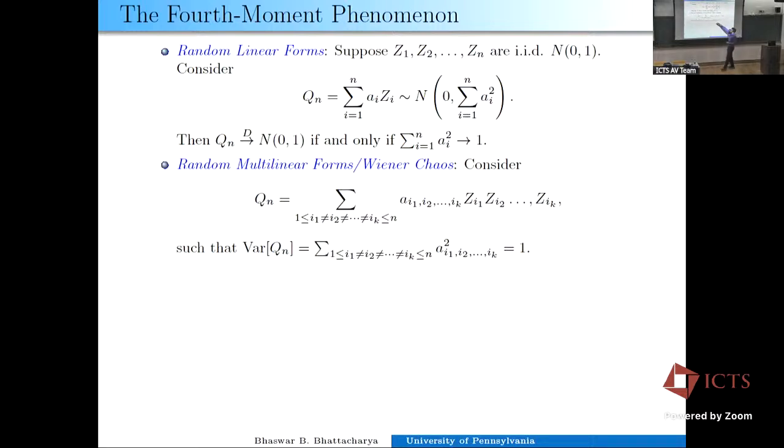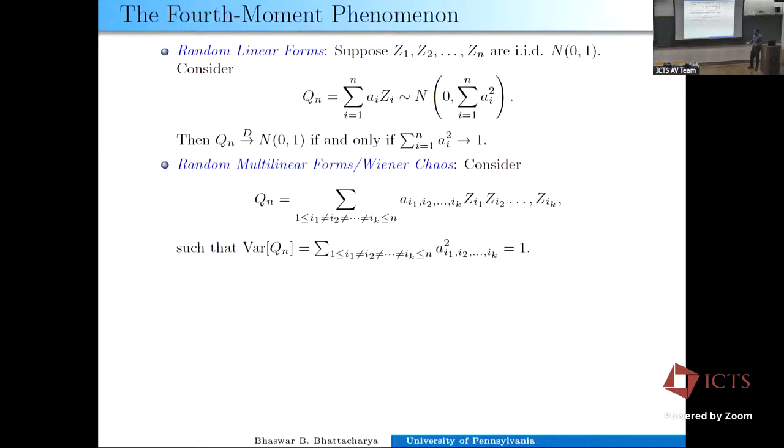This is what is called a Wiener chaos of order k. You have a k-tensor a_{i1...ik}, you sum over distinct indices, and you have Z_{i1}, Z_{i2}, ..., Z_{ik}. This thing has mean 0 by construction because it's summing over distinct indices. If I compute the variance, it's just that. So let's, without loss of generality, assume that the variance is 1. I scale it so that the variance is 1.